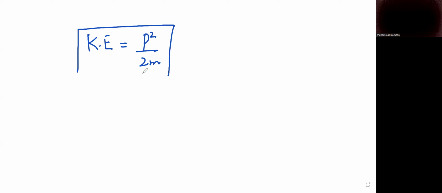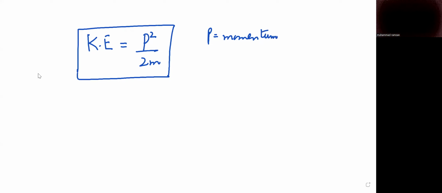Hello, folks. Today we are going to find the relationship between kinetic energy and momentum. So we have to prove that kinetic energy is equal to p squared upon 2m. This is the thing we have to prove today. P is actually momentum. This is actually being asked in the exam for A levels.